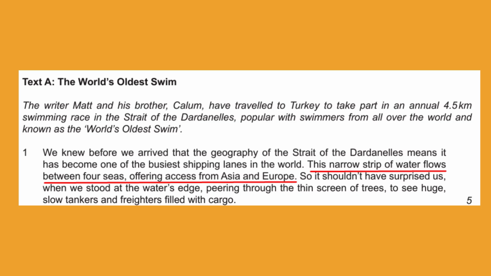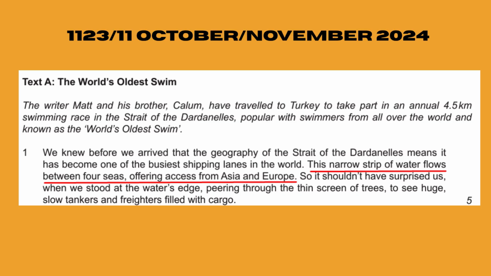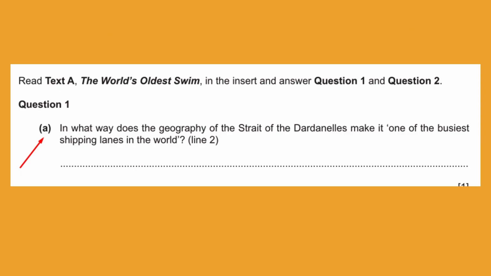The passage says, "This narrow strip of water flows between 4 seas, offering access from Asia and Europe." Now look at the question. Question 1. In what way does the geography of the Strait of the Dardanelles make it one of the busiest shipping lanes in the world?